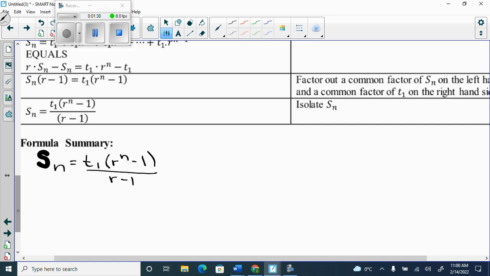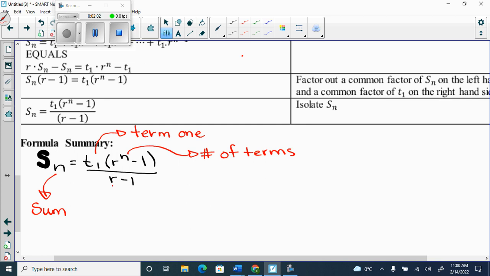What does Sn stand for? Sum. What does T1 stand for? What does n stand for? Number of terms. So nothing's changing here. We have learned every single letter so far that we'll ever learn in arithmetic and geometric. What's r? It's the common ratio.